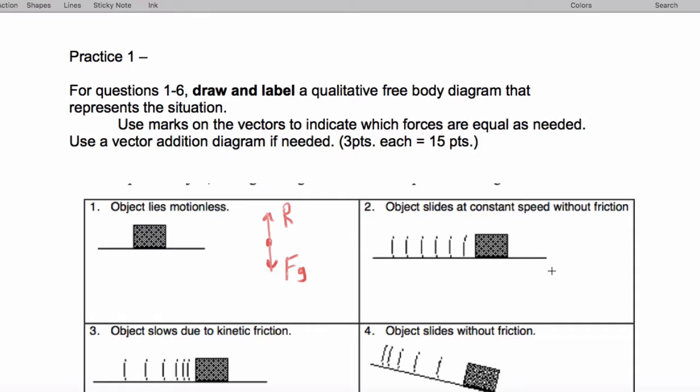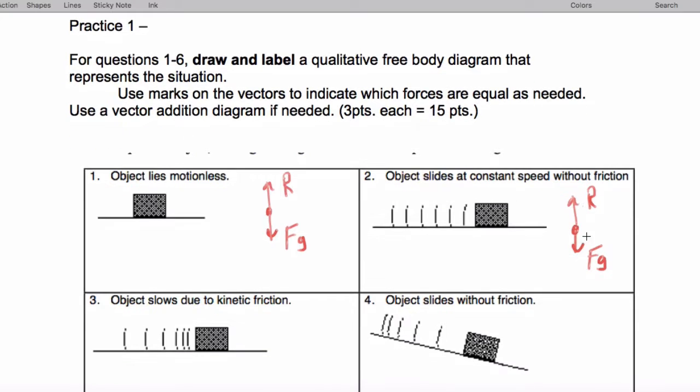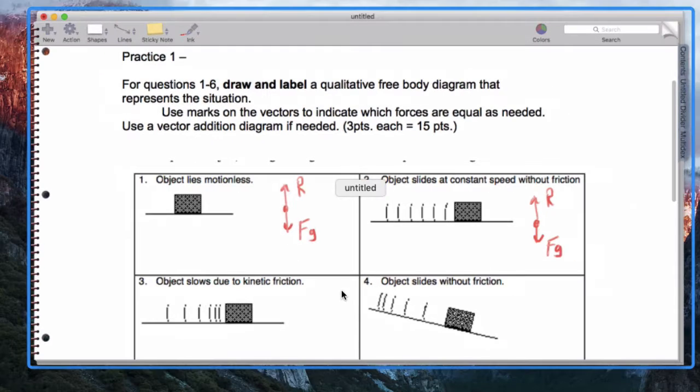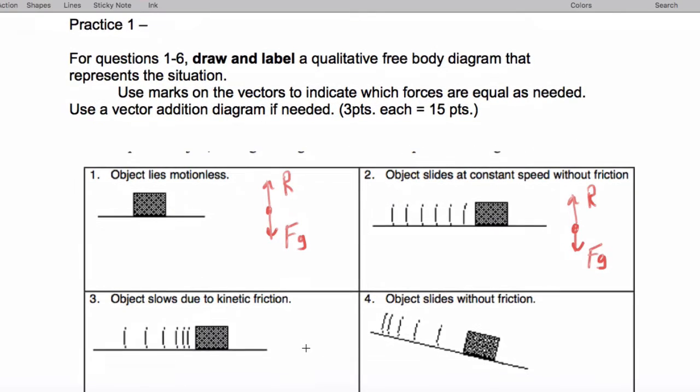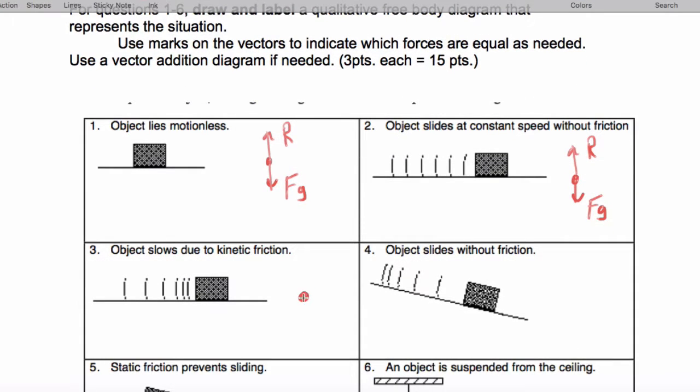its weight. Moving at constant speed without friction, there's a normal reaction force, and there is its force of gravity, the weight on it, because the Earth is pulling on it. This fact that it's moving at constant speed does not make it into the free body diagram. And then here, with this object slowing due to kinetic friction, we don't draw any arrow for the slowing down. There is a friction force going to the left against the motion.